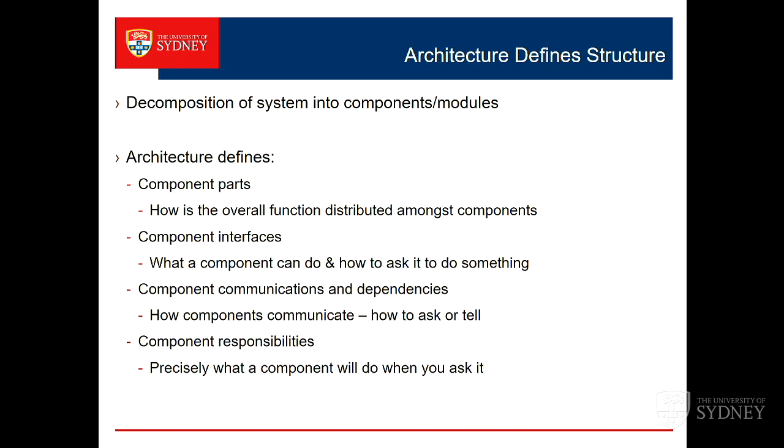So component interfaces, that's part of the protocol question. Communications, how do we communicate? What's the protocol? How do we ask something to do something? How do we tell if it's done it? How do we get messages back? At both the application protocol level and the infrastructure protocol level. And component responsibilities, both functional and non-functional. When you call a component to do something for you, what are you actually expecting it to do? And how do you know it's done it? And what happens if something goes wrong?